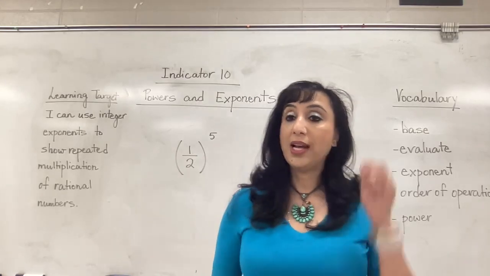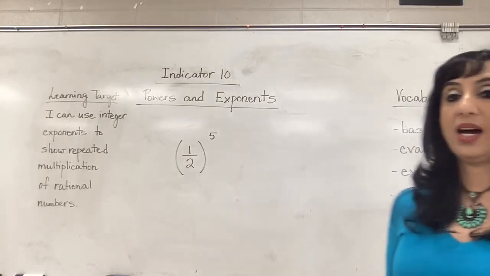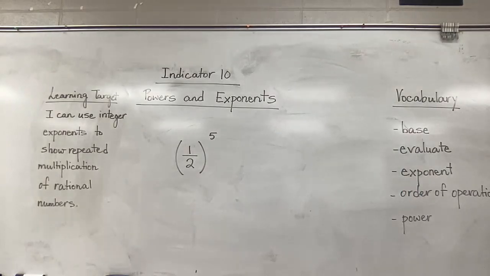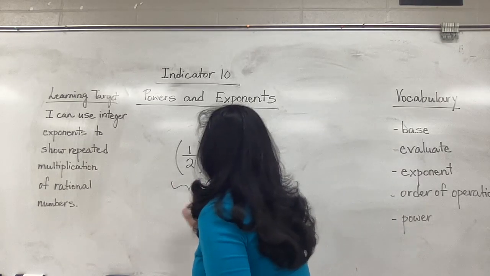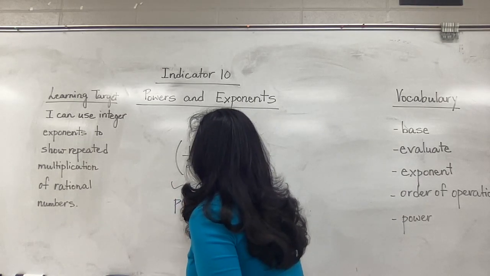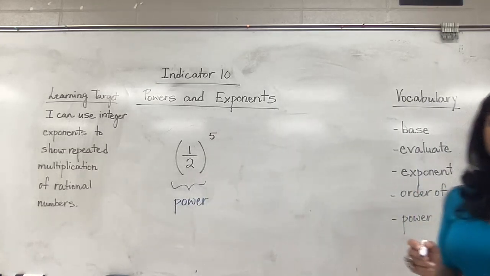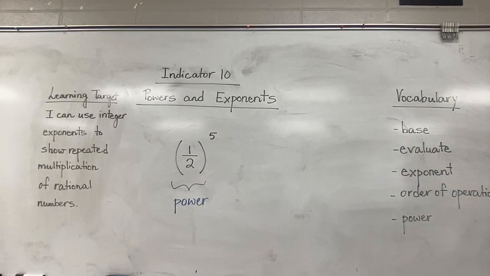Okay, so let's look at the vocabulary that we have over here. A power is what? A power is a product of repeated factors. Okay, so I am going to be repeating this factor. So this is the power. If I just have something like 1/2 to the fifth power, that is the power, the product of repeated factors.